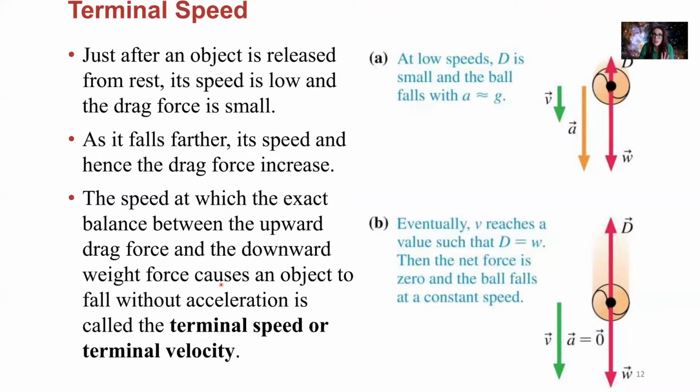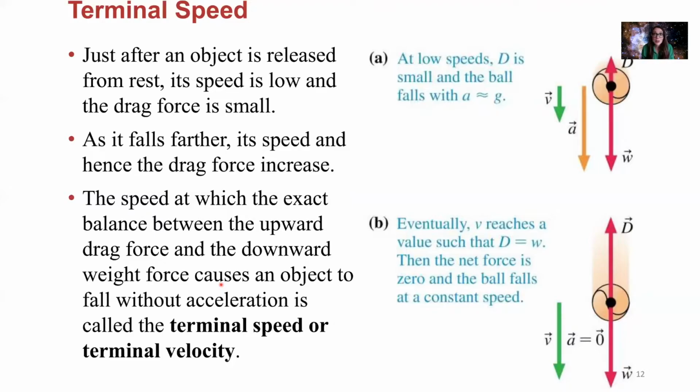So when you reach a condition where the drag force pointing up and the weight of the object pointing down are exactly equal to each other, then you are in equilibrium. The upward force and the downward force match each other. And whenever you're in equilibrium, that means that your acceleration becomes zero and you reach a constant speed.